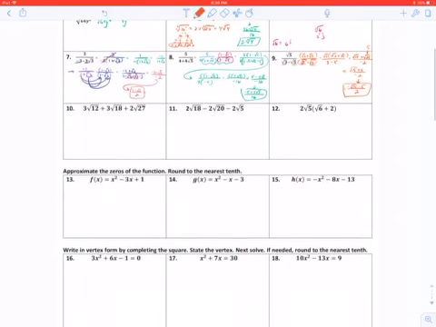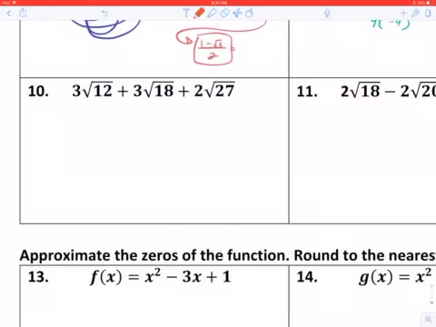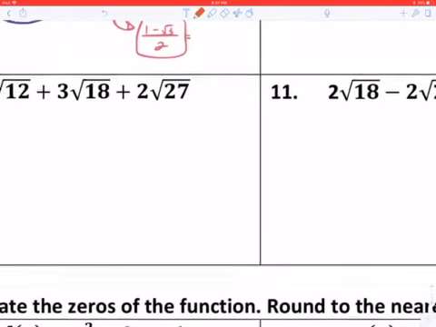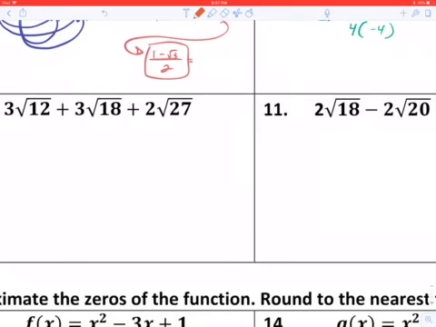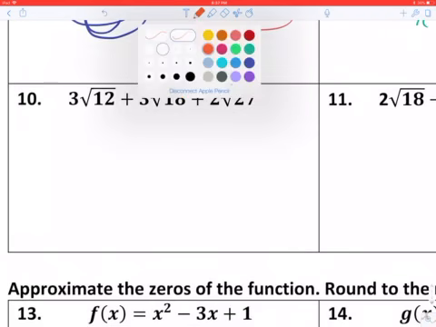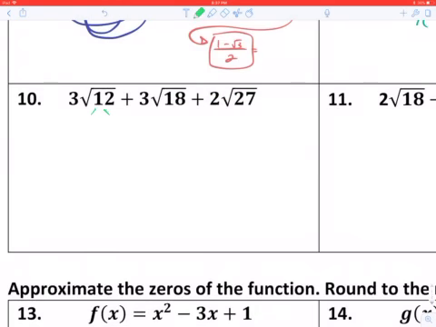Let's check out 10, 11, 12. Okay, 10, 11, 12 is adding and subtracting, and then actually 12 is multiplying. Right now it doesn't look like I can combine any like terms, but I could check to see if I have simplified versions that can combine. So 3 times the square root of, I suppose, I'll do this maybe a little bit down below.